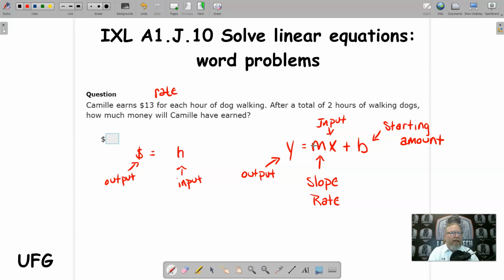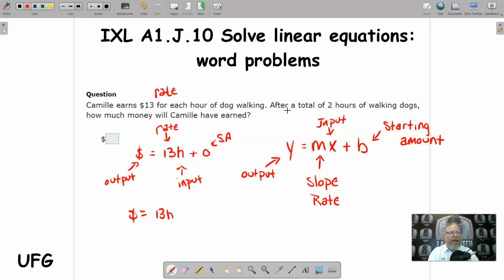Our rate is going to be 13. And we don't have a starting amount. So technically we could go ahead and put 0 here. This is our starting amount. I'll just put SA for starting amount. And this here, $13, is going to be our rate, or also, if you want to call it, our slope. So we have dollars equals 13H.